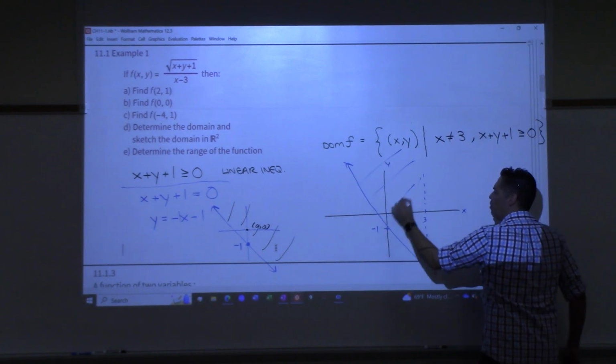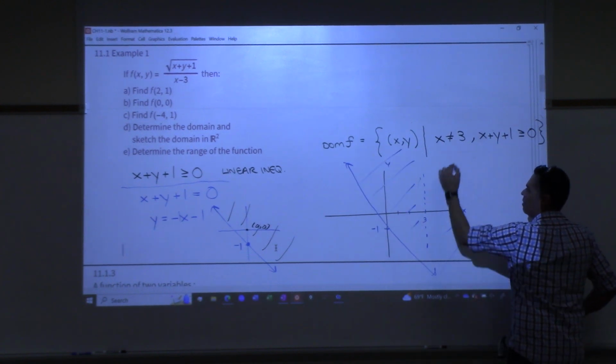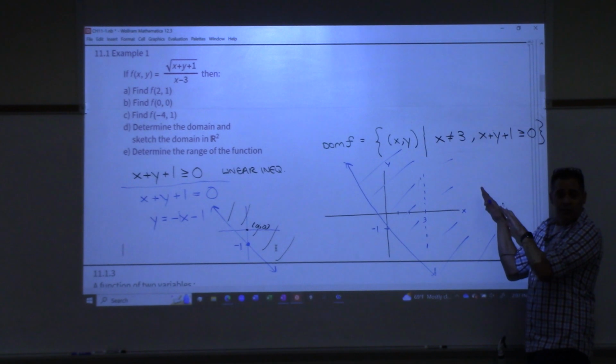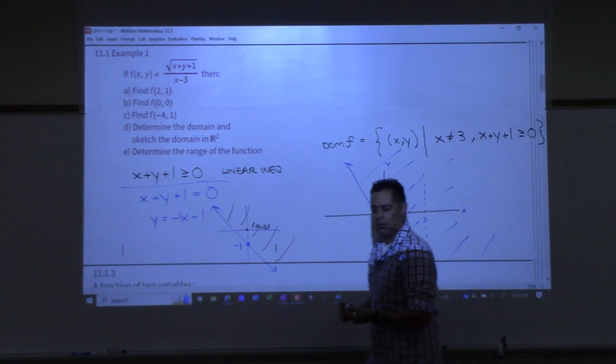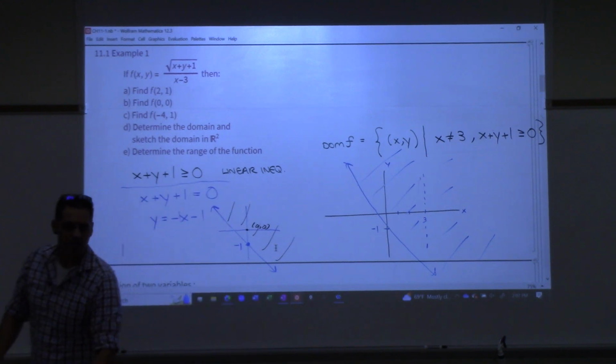It's all of these points on this side of the line, right, with taking those out. That's your domain sketched in two-dimensional space.